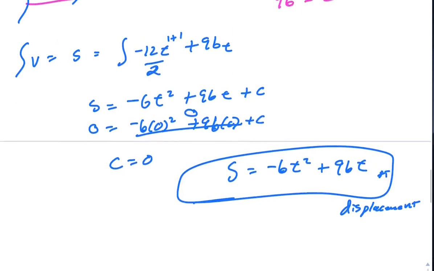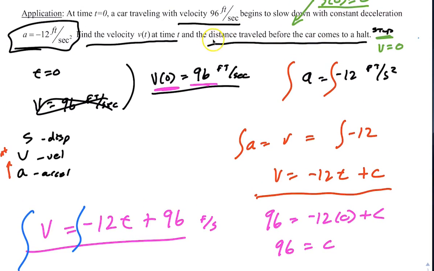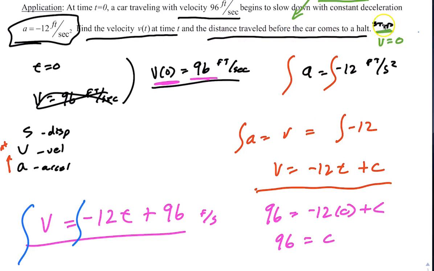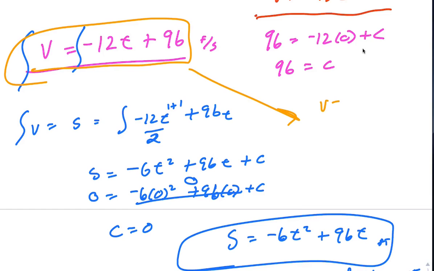Now we want to figure out the distance traveled before the car comes to a halt. Remember, coming to a halt means that the car comes to a stop. So that means the velocity equals 0. So you've got to figure out when the velocity equals 0 so you can figure out a time when the car stops. So remember, here was our velocity equation. Ignore the integration signs. So you want to figure out when the velocity equals 0. So we're going to set that equation equal to 0.